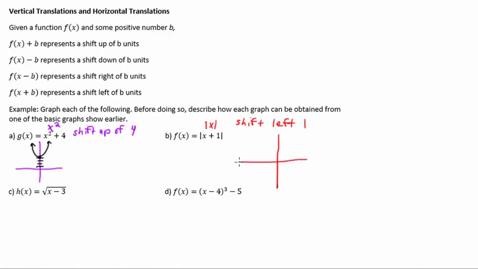So now when we draw it, the absolute value graph is a V, and it normally has the point of the V at (0, 0). We're just going to move it over to the left 1 and make our V.